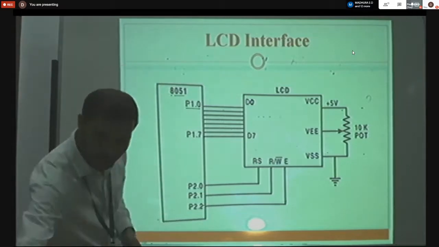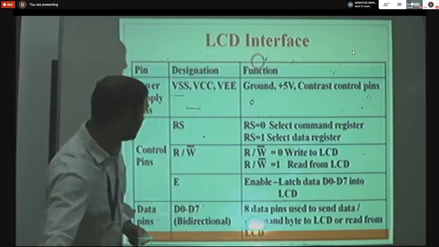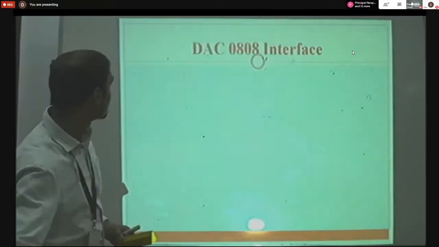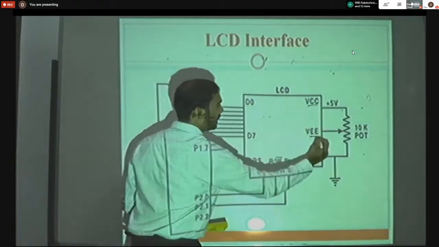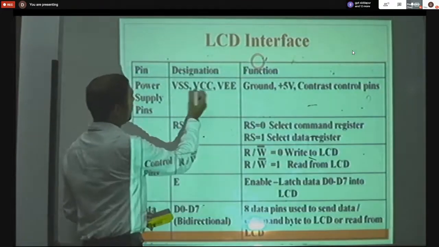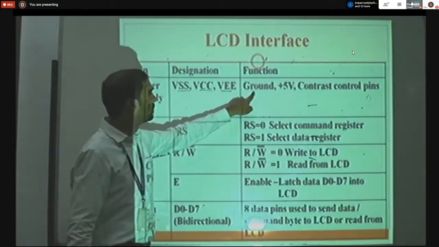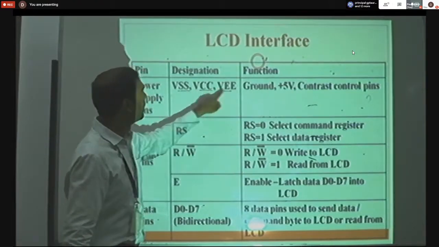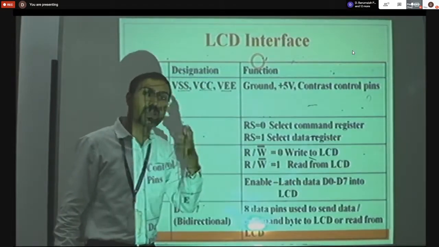Now we are moving on to this. In the previous diagram, there are 3 parameters. I told you there are power supply parameters: VCC, VEE, VSS. VSS is related to ground. Okay, source to source voltage. Generally, source is nothing but ground. VCC is the 5 volts power supply, because the LCD requires 5 volts to activate.